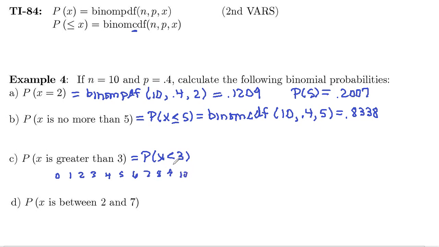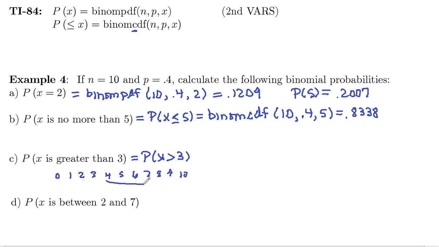Okay, we want the probability that X is strictly less than 3. So that would be 0, 1, or 2. But we don't want to do 0, 1, and 2 separately. And we don't want to do, I'm sorry, I wrote less than 3. It should be greater than 3. We want strictly greater than 3.